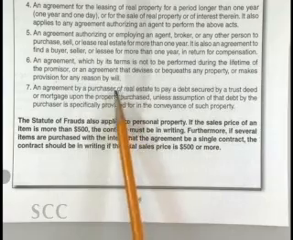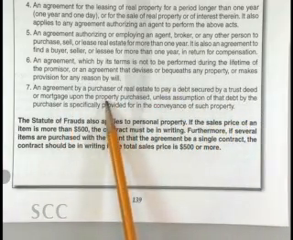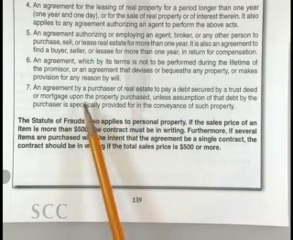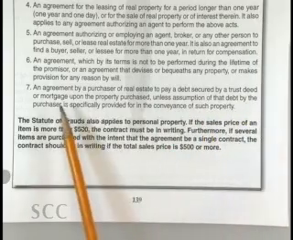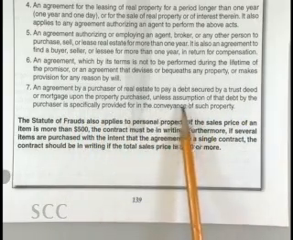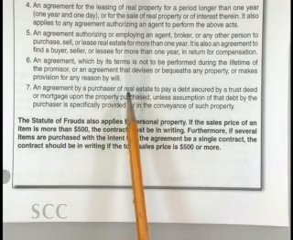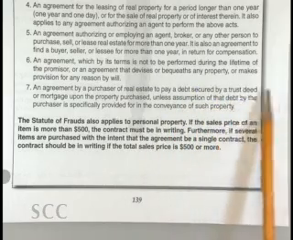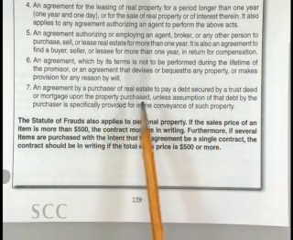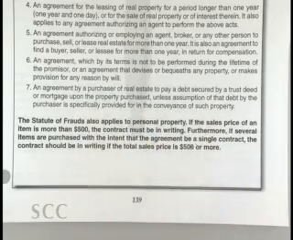An agreement by a purchaser of real property to pay the debt secured by a trust deed or a mortgage upon the property purchased, unless the assumption of that debt by the purchaser is specifically provided for in the conveyance of such property. So we're saying here an agreement by the purchaser of real estate to pay a debt secured by a trust deed or a mortgage upon the property purchased. So in other words, you're going to pay that debt when you purchase the property, okay? That's what we're talking about there.